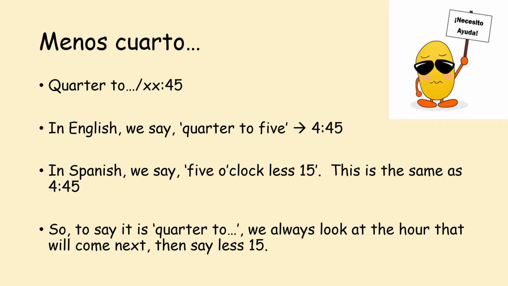That's only because quarter to is also seen on a digital clock as something 45. In English, we say quarter to 5. In other words, 4:45. In Spanish, the way it translates is 5 o'clock less 15. This is exactly the same as 4:45. It's just telling you, first of all, that the 5th hour is coming up, but we're not quite there yet. So we're going to take away 15. So to say quarter to, we look at the hour that's coming up next and then say less 15.